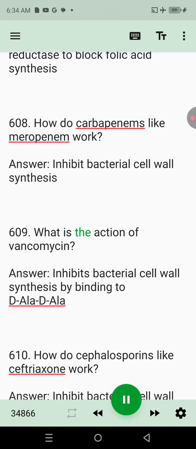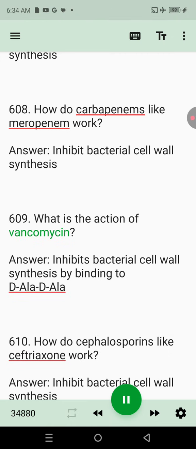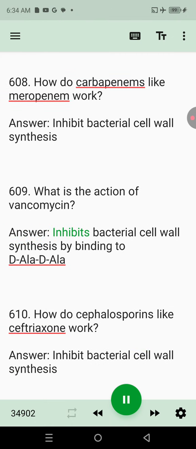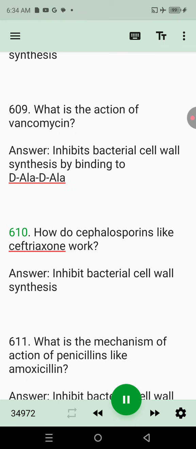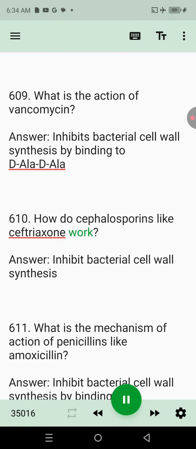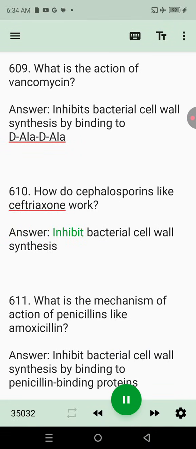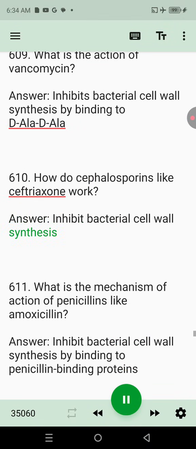609. What is the action of vancomycin? Answer. Inhibits bacterial cell wall synthesis by binding to D-Ala-D-Ala. 610. How do cephalosporins like ceftriaxone work? Answer. Inhibit bacterial cell wall synthesis.